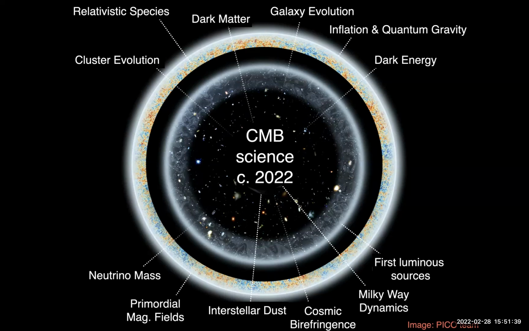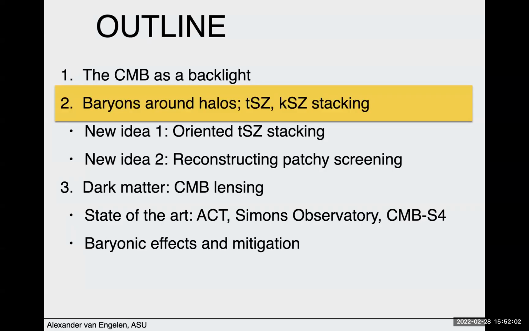Things like how many relativistic species are there? Did inflation happen? We are pursuing those things, but the CMB as a backlight theme refers to everything that has the arrow ending somewhere in between here. In particular, I'm going to talk about dark matter and then cluster evolution. So let's talk about cluster evolution first. This is baryons around halos.